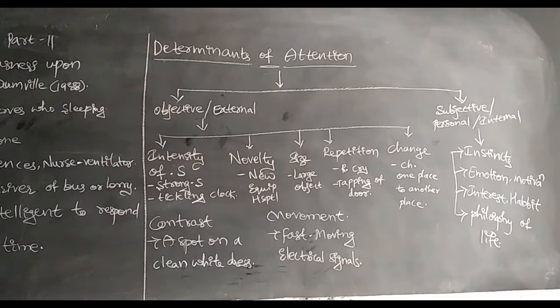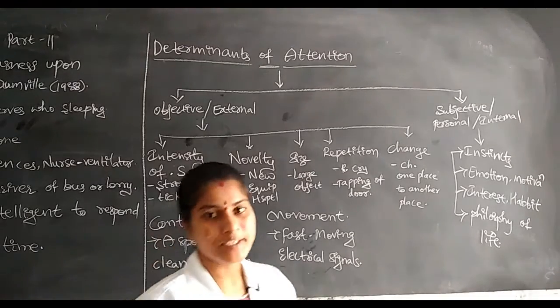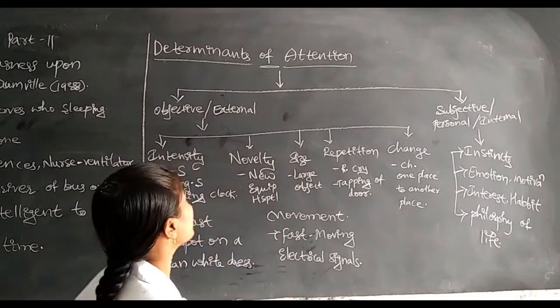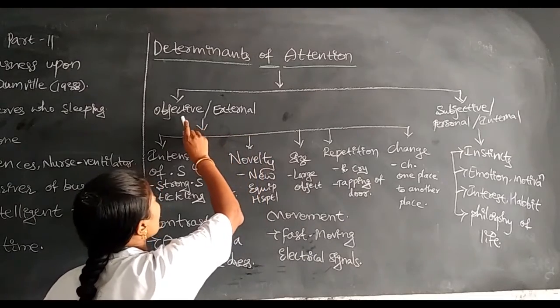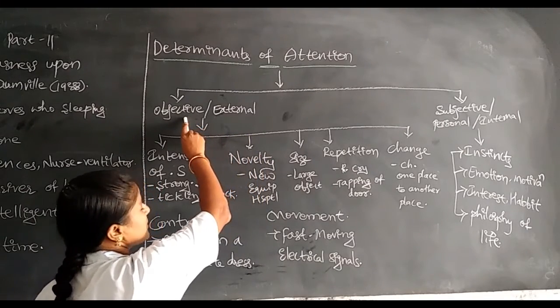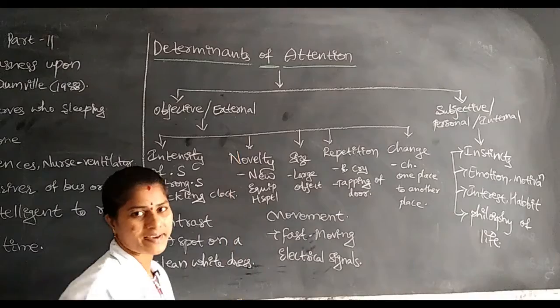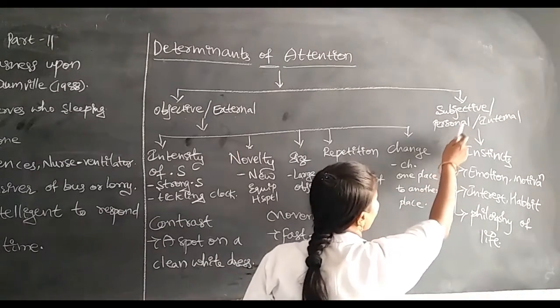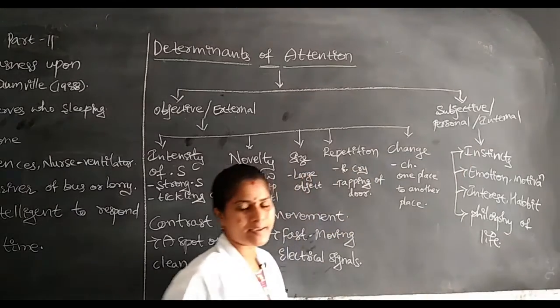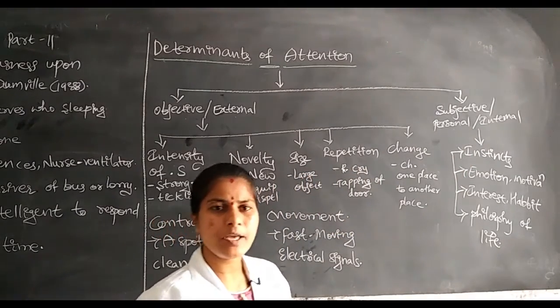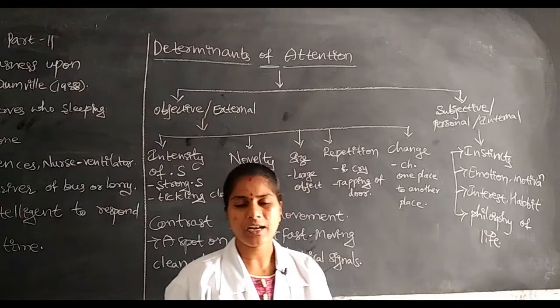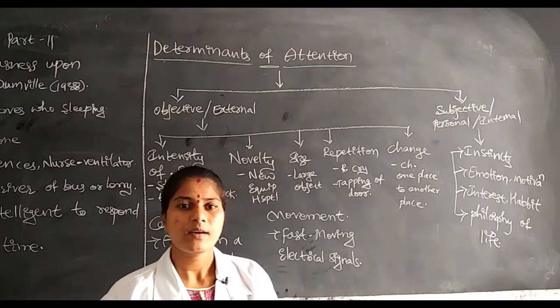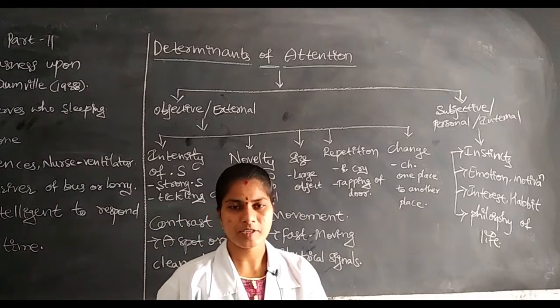Next we are going to discuss the determinants of attention. In these determinants, two types are there. First one is the objective stimulus or external factors. Another one is the subjective, personal, or internal factors. Subjective stimuli or personal stimuli or internal factors are there for the determinants of attention.